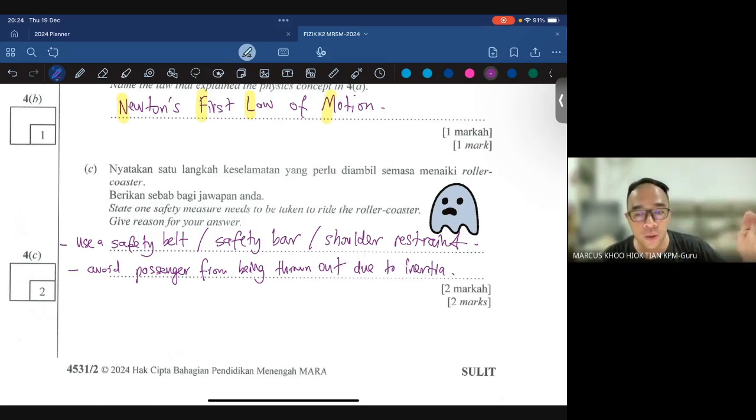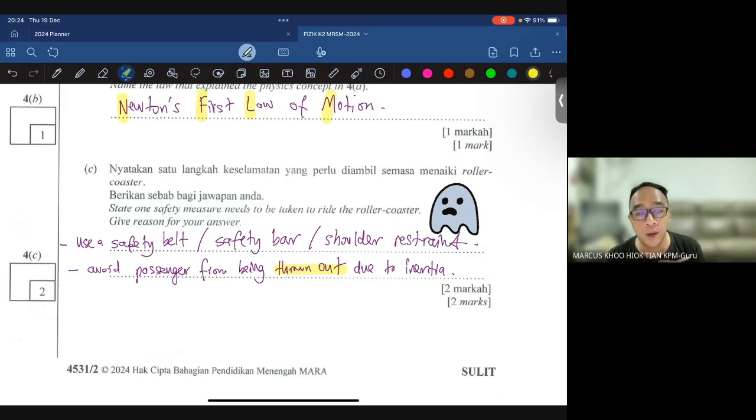I was looking at the marking scheme and it's quite interesting lah. They only accept the words thrown out. They don't accept the word fly out. They don't accept the word jump out, because jump out definitely cannot lah. I think fly out is a little bit, I don't know. I would accept fly out lah, like accidentally fly out. But maybe it's just this particular marking scheme lah. It's a little bit more strict.